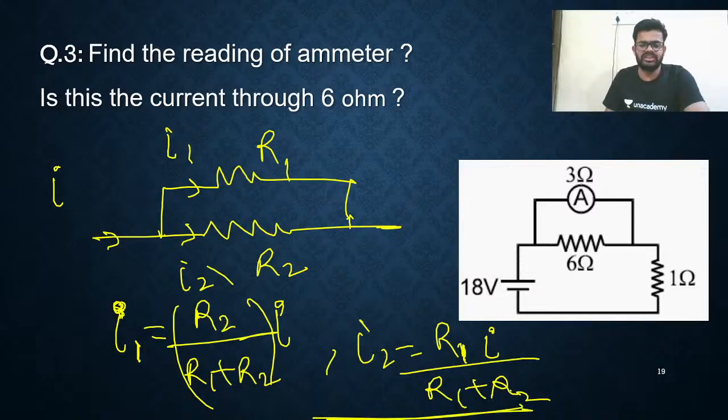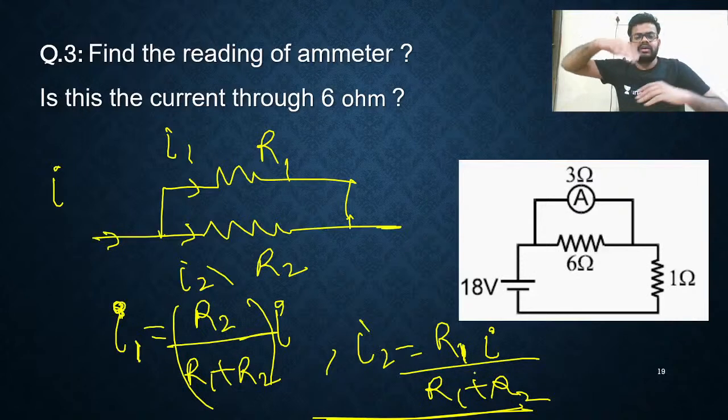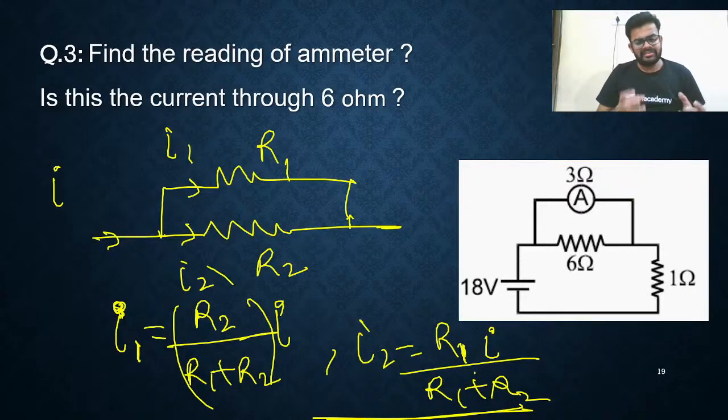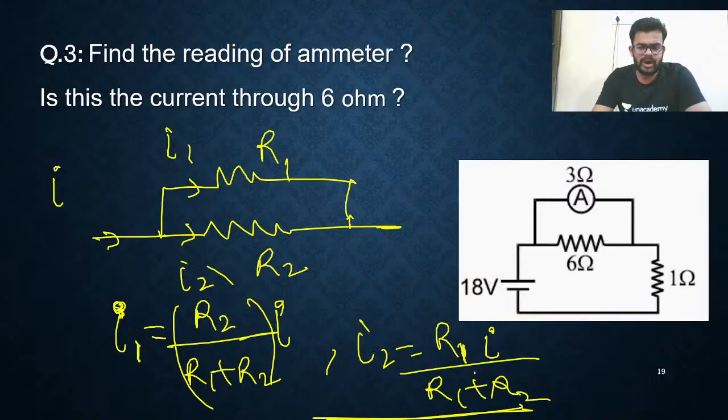So this is the thing you need to remember. Current always flows in just the opposite order, like reverse order. More current will flow through less resistance, right? Yes. So next we will talk about a voltmeter.